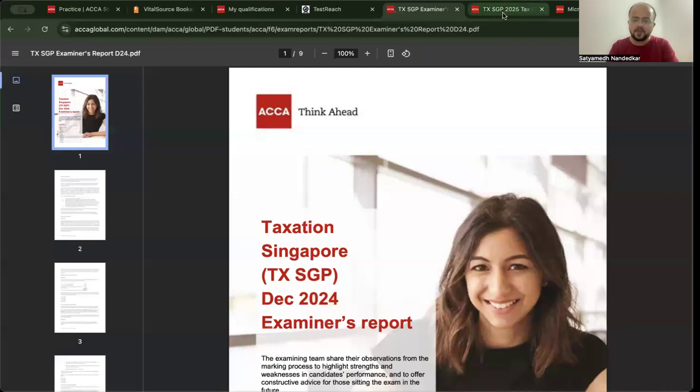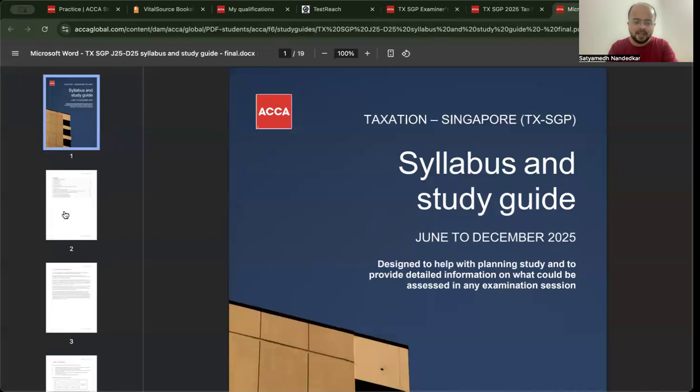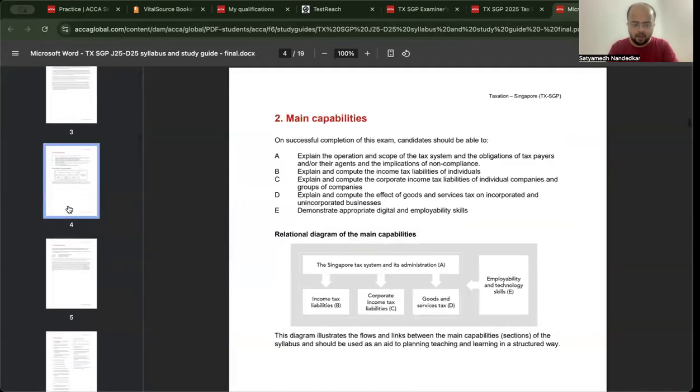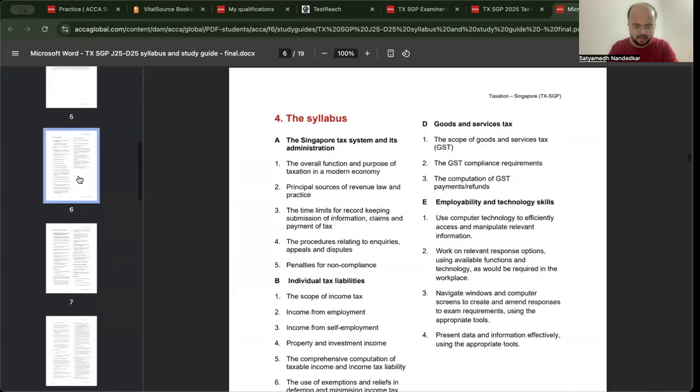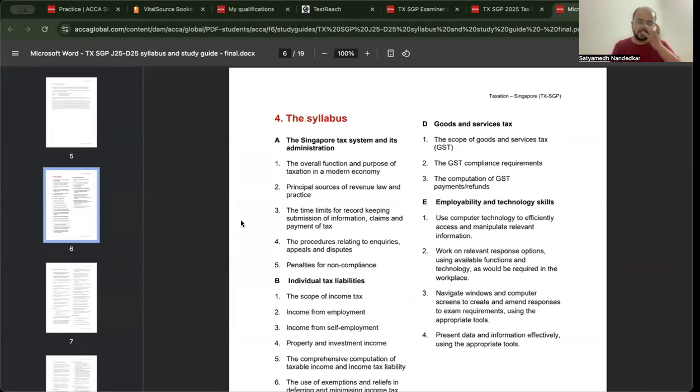Now, let's have a look at what our syllabus area looks like, and how exactly the exam is going to test us. If I look at the syllabus area of the Singapore tax paper, there are 5 syllabus areas, out of which I think 4 are critical. The last one is more on technology skills and that part.